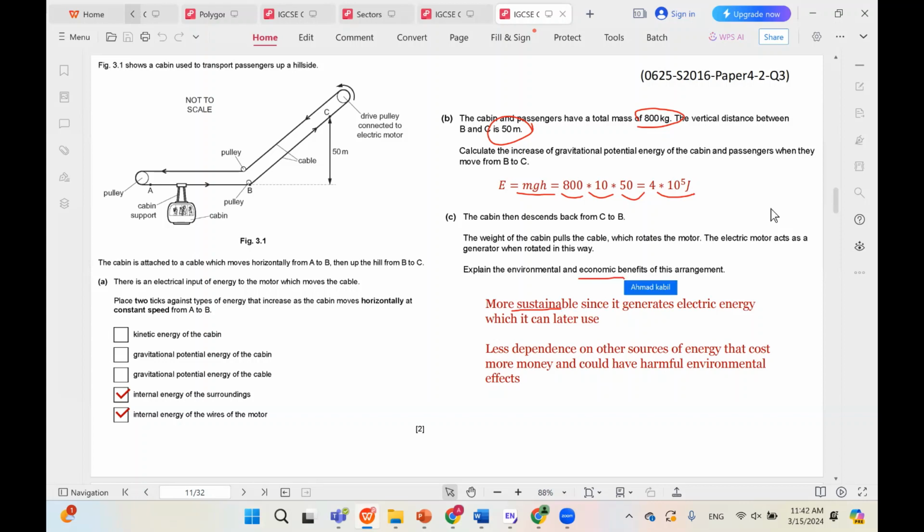And then for the environmental benefits, you're not depending on coal and oil to produce electricity. So therefore, this lesser dependence on other sources of energy, which have harmful environmental effects like acid rain and carbon monoxide, is, of course, an environmental benefit.